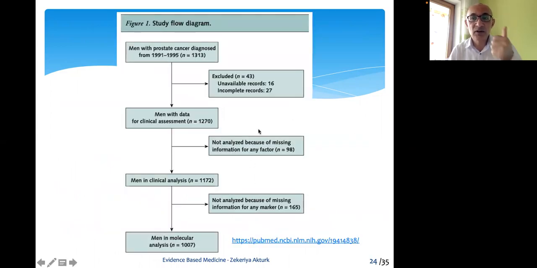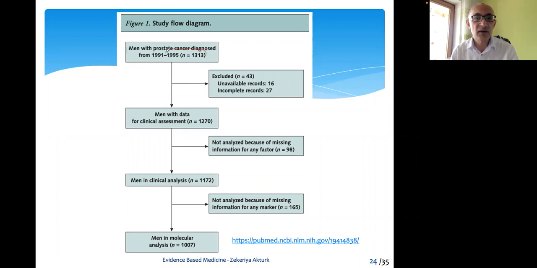So as I said, we need to focus on the method section of the article. And if you look at the method section of this article, which we retrieved, you see that in figure 1, there is a flow diagram, which tells us how many people with prostate cancer were diagnosed.